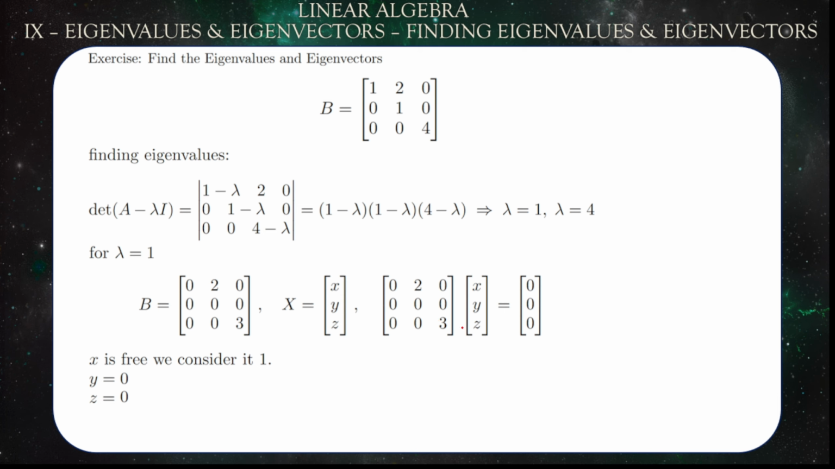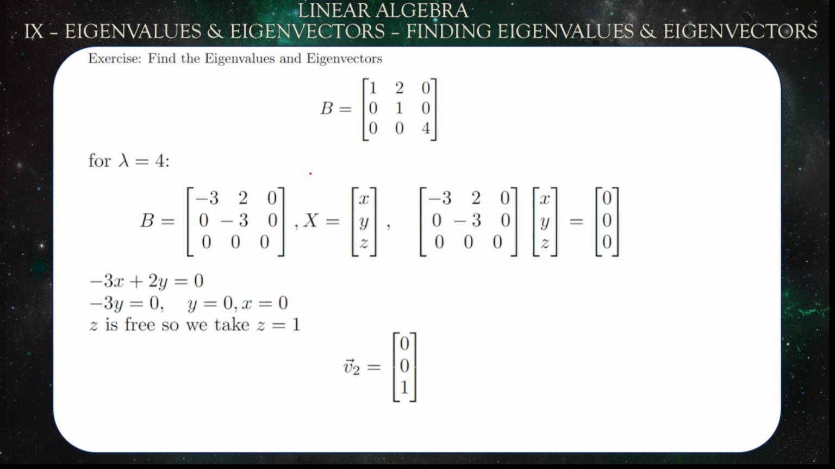In the third row, 3z is equal to 0, so z is equal to 0. You have the 3, 0 here, so it's irrelevant. Now in the first row, you have 0 times x plus 2 times y plus 0 is equal to 0. So 2y is equal to 0 and y equals 0. z equals 0. And we consider x is equal to 1. Hence, the eigenvector would become 1, 0, 0.